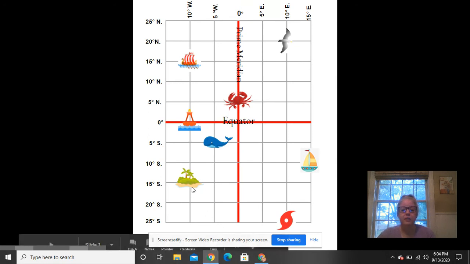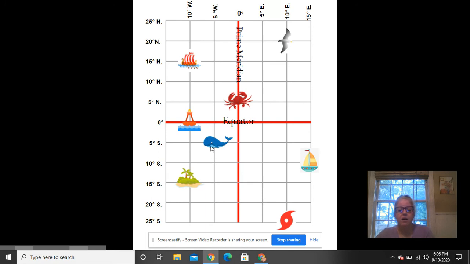Okay, let's try a few more. Let's take a look at this island here. Okay, we have an island. What is the location of the island? Remember, do your north or south location first. So it is on the 15 degrees south latitude line. It is west of the prime meridian. It is on the 10 degrees west line. So the location of this island is 15 degrees south latitude, 10 degrees west longitude.